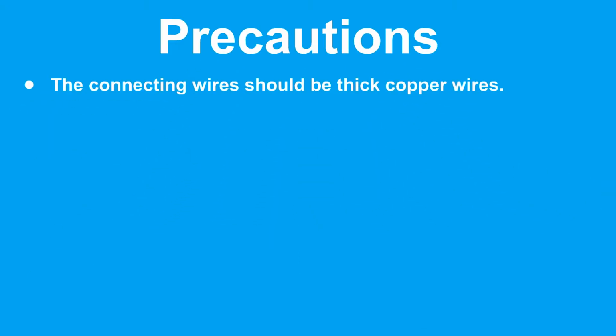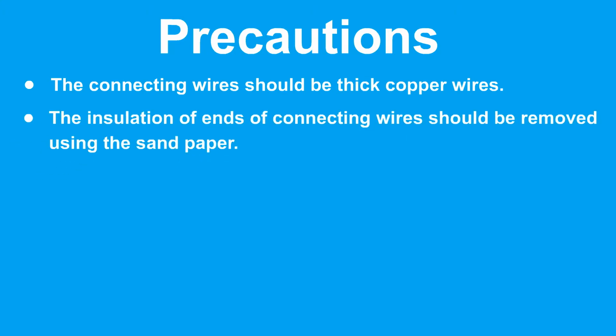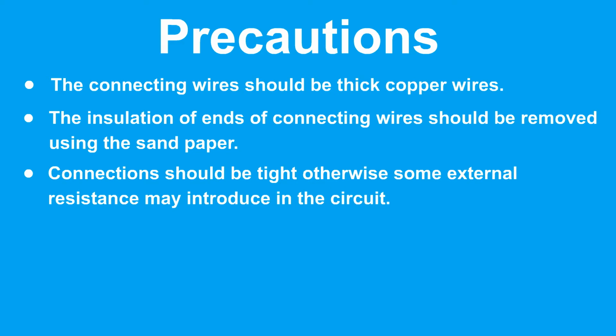Precautions. The connecting wires should be thick copper wires. The insulation of ends of connecting wires should be removed using the sandpaper. Connections should be tight, otherwise some external resistance may be introduced in the circuit.